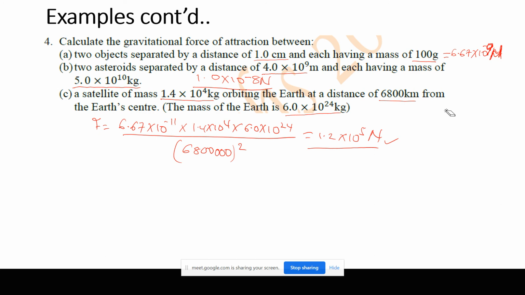So according to Isaac Newton, the law of universal gravitation states that two point masses attract each other with a force that is directly proportional to the product of their masses and inversely proportional to the square of their separation. We have done a few examples, and I think we are now good enough to go.